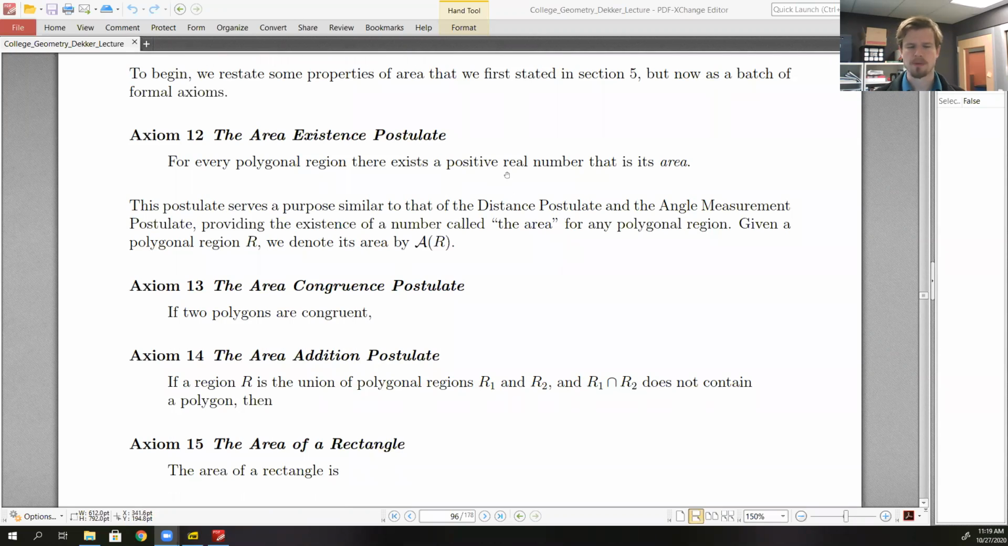For every polygon, for every polygonal region, there is a positive number that we can associate to it, that is its area. That's really similar to the distance postulate and angle measure postulate that we've already seen, right? We're just talking about area instead of angle measure or distance. The area of a polygonal region R is denoted by A of R.